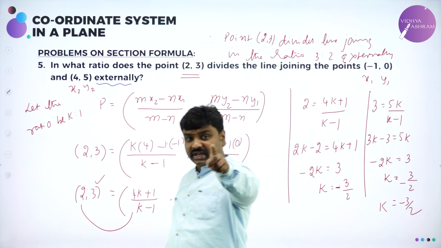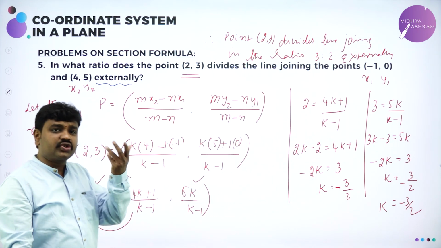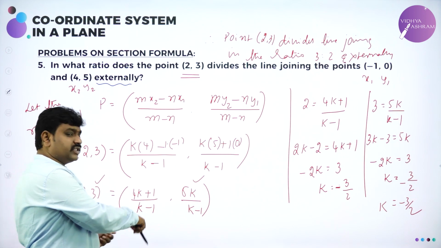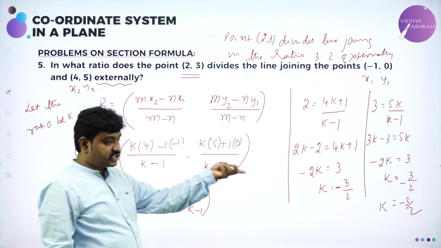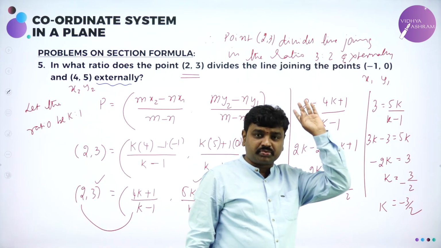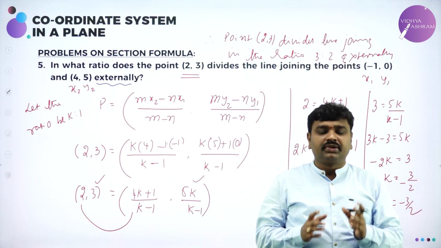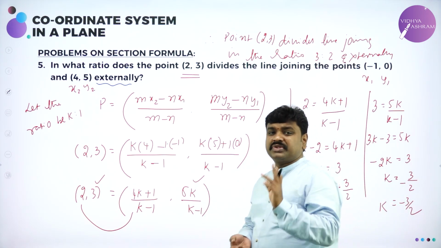Please understand, whenever they ask a question on ratio, take the ratio as k is to 1. Equate x coordinate with x coordinate and y coordinate, you should get the same ratio. Then that acts as the point of division and you'll get the ratio. So I hope all of you understood. So two problems based on ratio we have done.